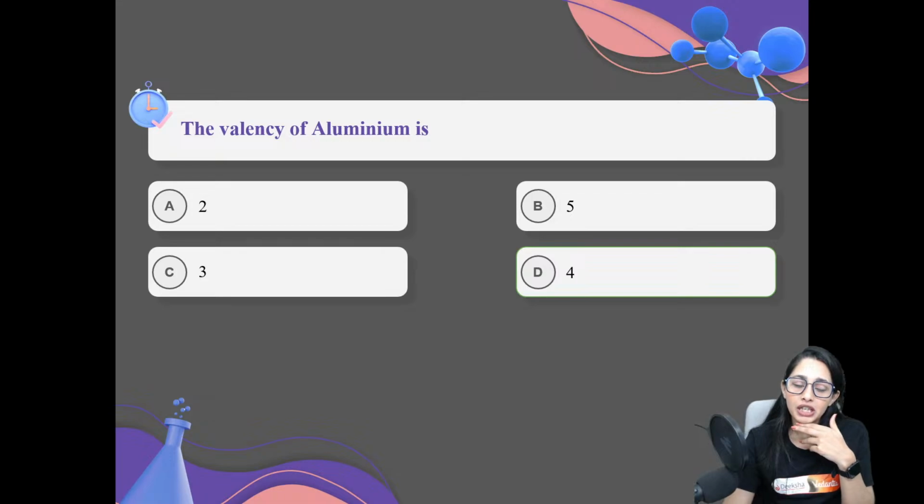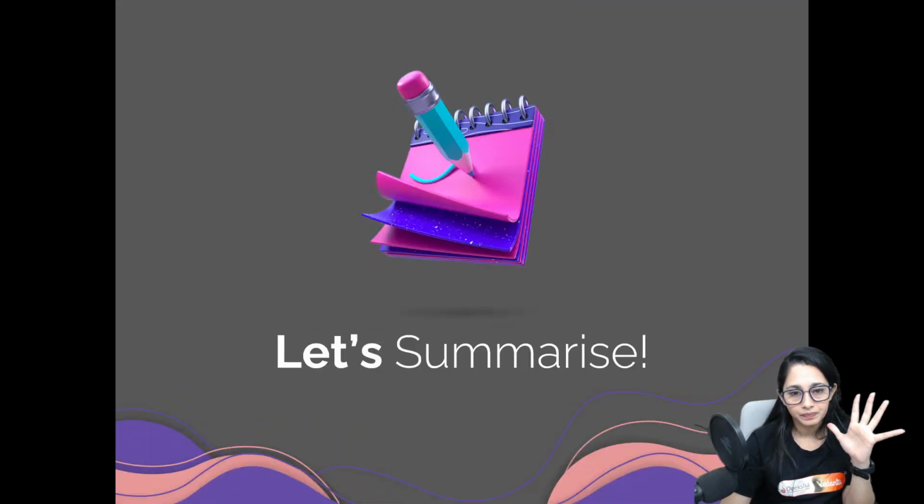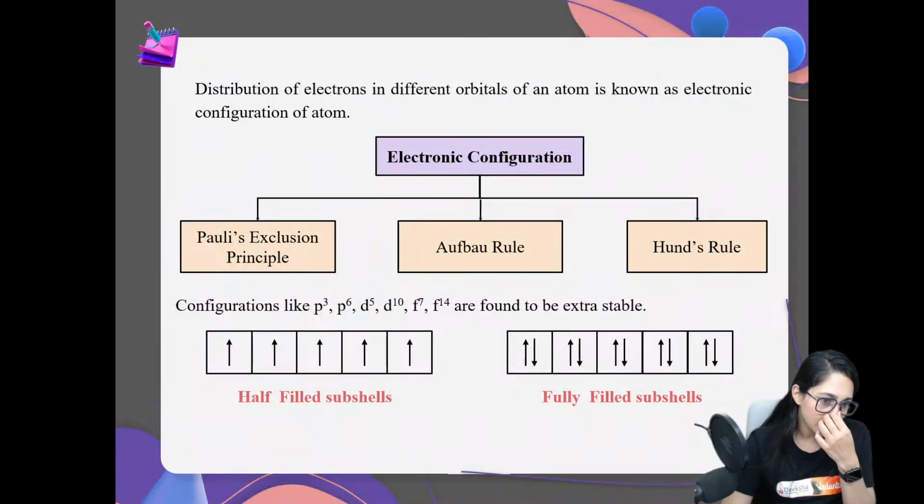The valency of aluminium is dash. How many? 2, 5, 3, 4. What is the combining capacity of aluminium? It's a metal, so the number of valence electrons is equal to valency. It is 3.